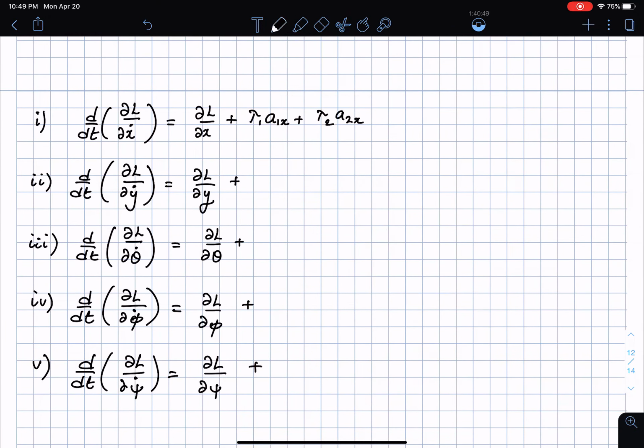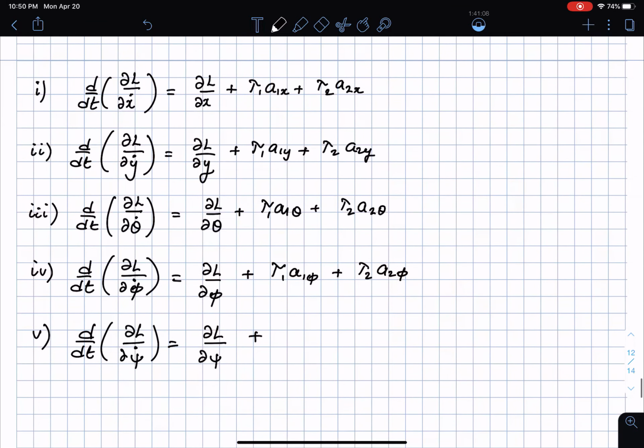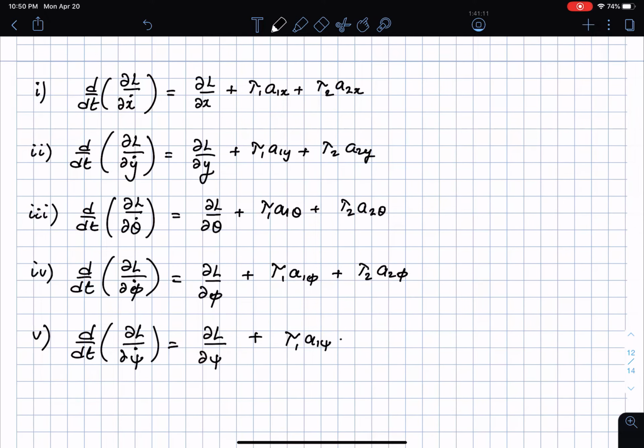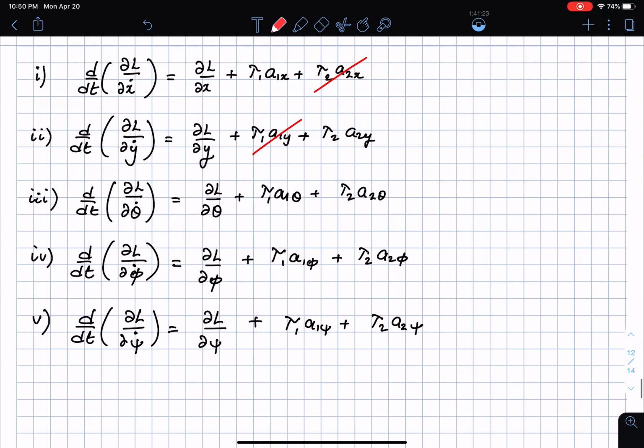Okay, and then I can write this is going to be lambda 1 a1y, lambda 2 a2y, then lambda 1 a1 theta, lambda 2 a2 theta, lambda 1 a1 phi, lambda 2 a2 phi, and then lastly I have lambda 1 a1 psi, lambda 2 a2 psi. Some of these things cancel off. I don't have this one and I don't have that term, but the rest of them still remain for me. Okay, so once I do the substitutions, here is what I end up getting.